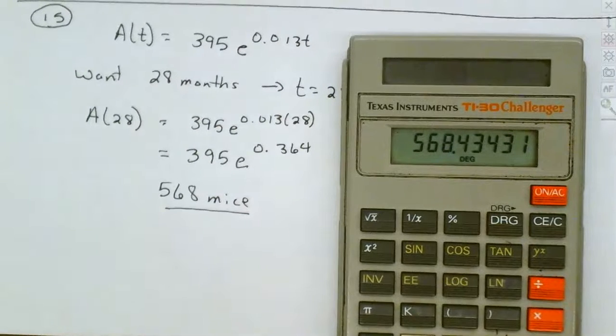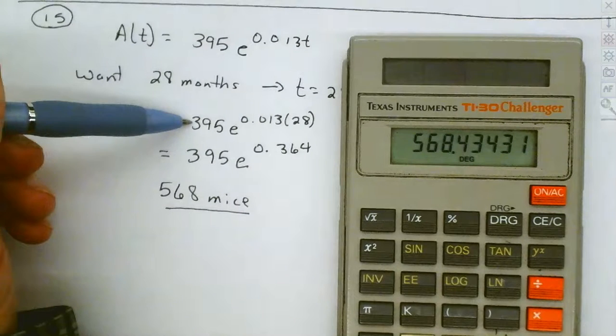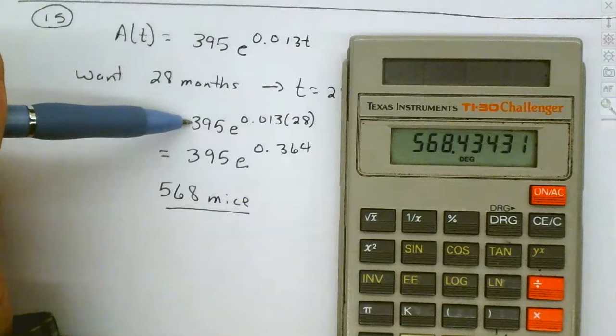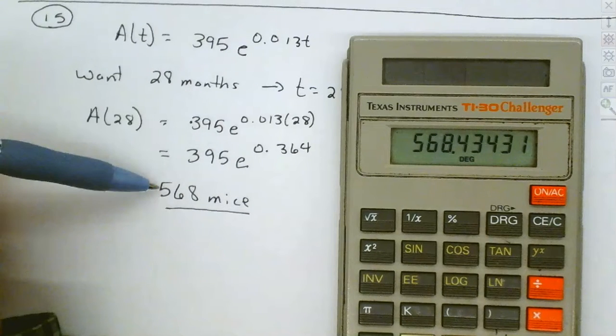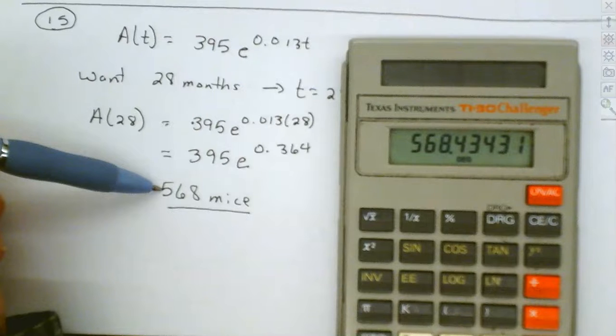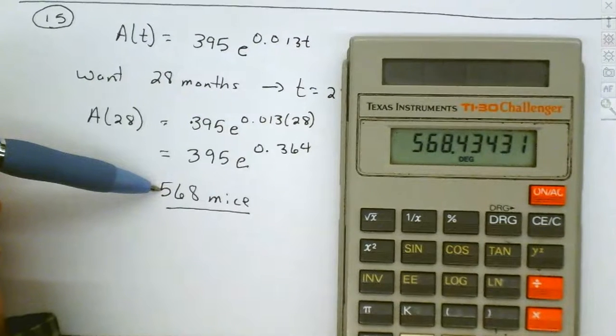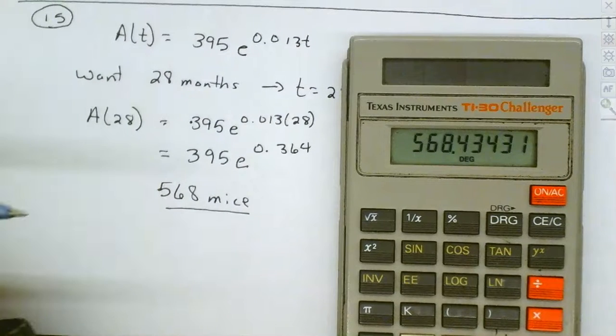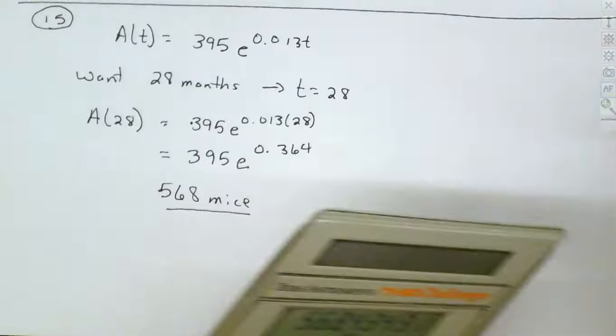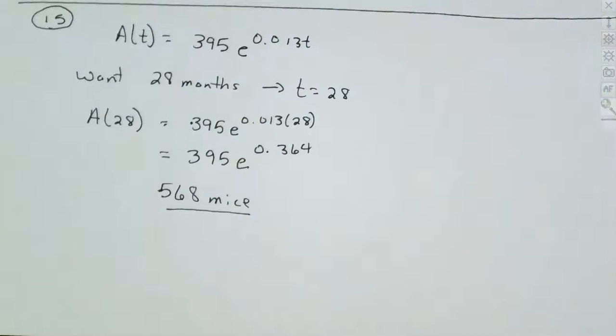We started with 395 because that's the initial number of mice. That 395 now grew to be 568. So it increased pretty quickly because 28 months is not a long time. So that mice population went up fast. How would I use this style of calculator?